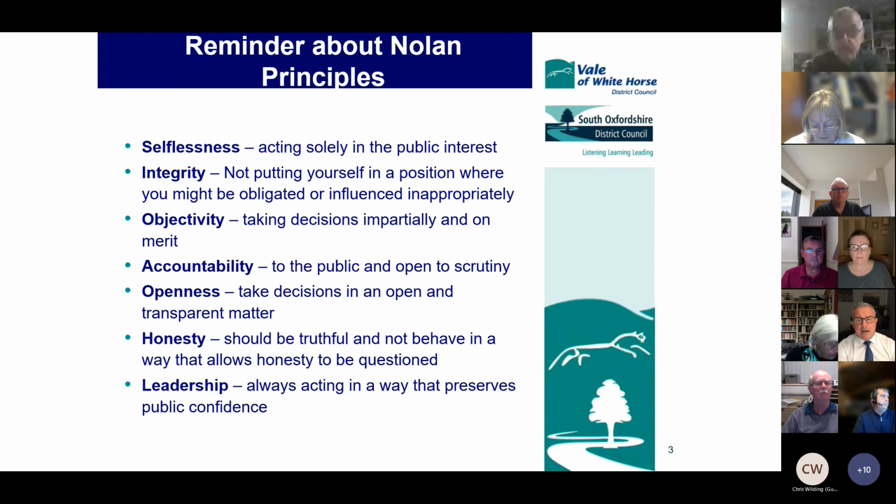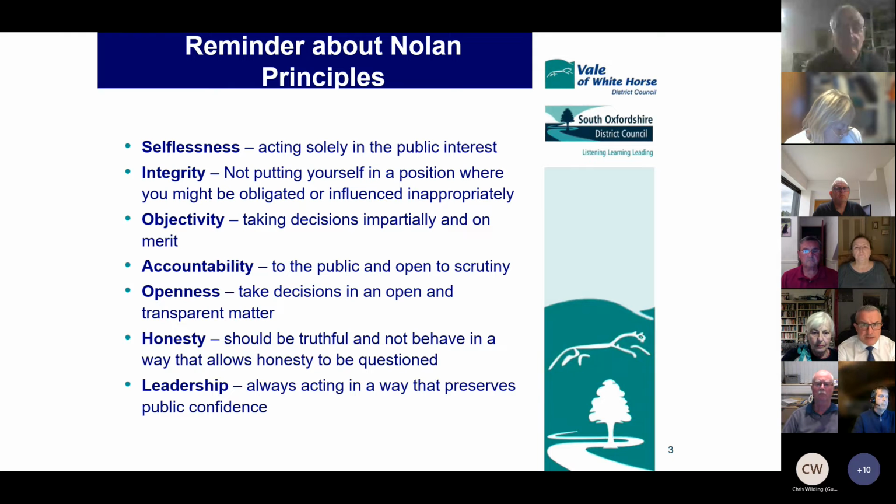Okay, so all public office holders are both servants of the public and stewards of public resources. So the Nolan principles, which have been around for quite some time, kind of instilled in all of us, apply to both members and officers. So it would also apply to your clerk and any employees of your town and parish council.